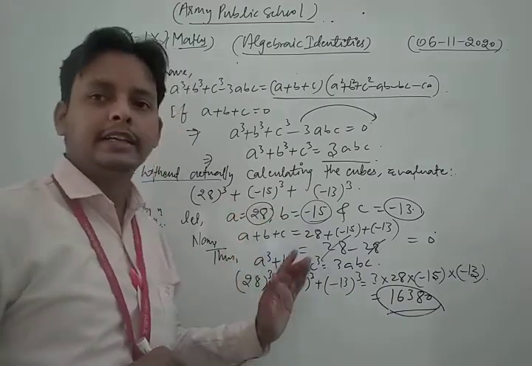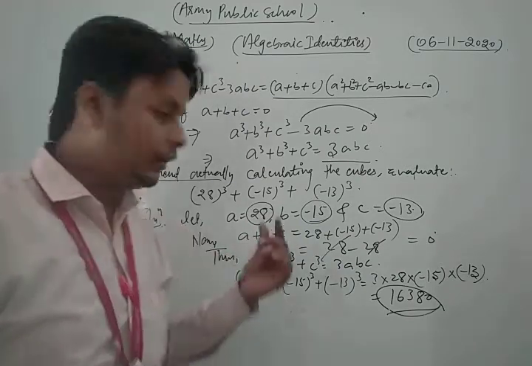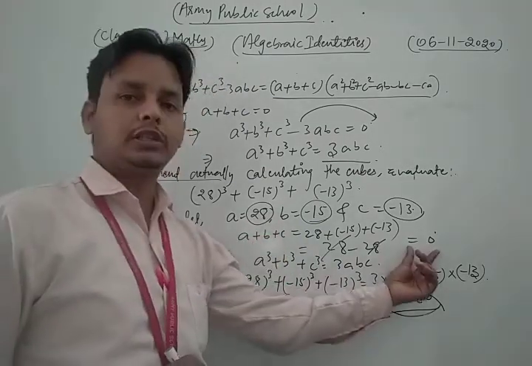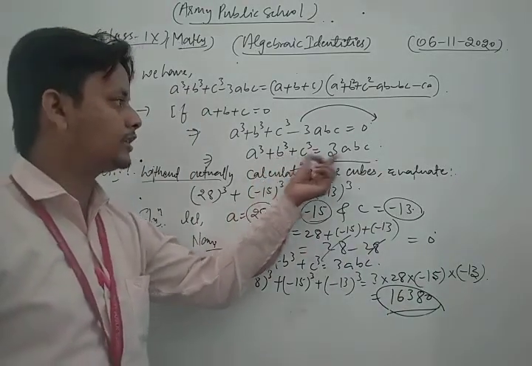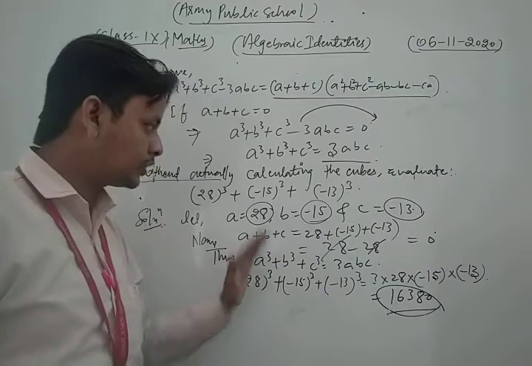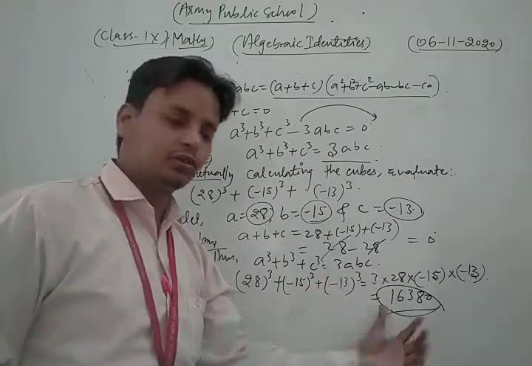You apply the identity. For that, first of all you check the value of a plus b plus c. If the value of a plus b plus c is equal to 0, dear students, then you apply that result directly: a cube plus b cube plus c cube is equal to 3abc. So in that question we apply the same result, and after solving we get our required answer.